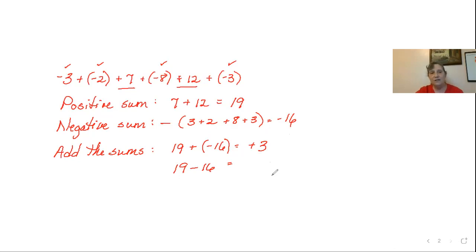It is far easier when you've got a string of numbers with different signs to add up, is to add up all your positives, and that's your positive sum. Add up all the negatives, that's your negative sum. And then you only subtract one time, and whichever sum was larger, the positive or the negative, had the larger number part, determines the sign on the answer when you subtract the two number parts.